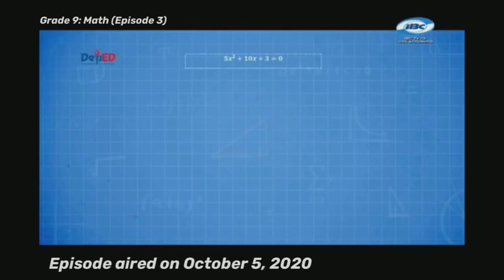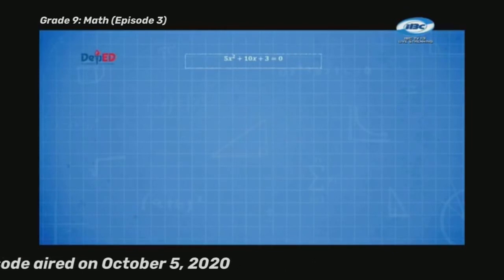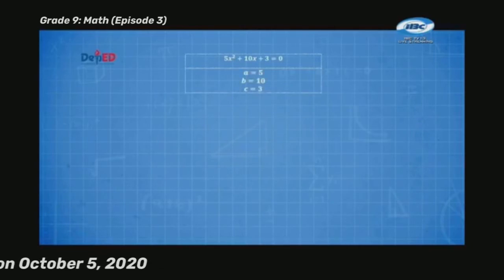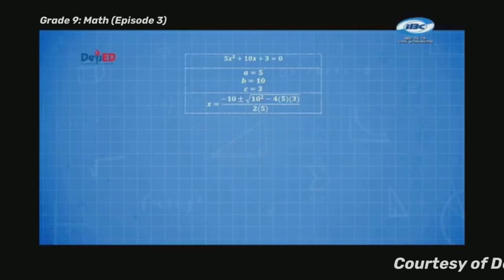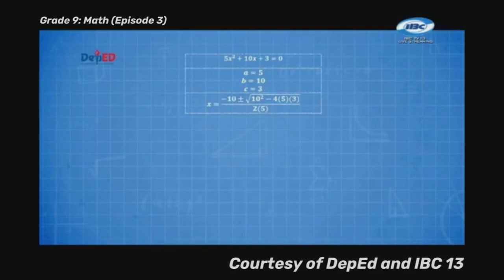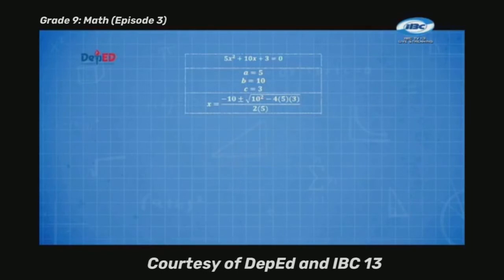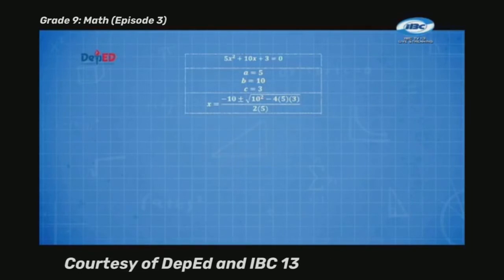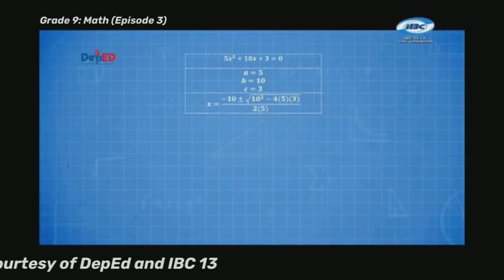Since we are to use the quadratic formula, we first identify the value of the coefficients in the equation. Then, we replace a, b, and c in the formula with their corresponding values. x equals negative 10 plus minus the square root of the quantity 10 squared decreased by the product of 4, 5, and 3 all over 2 times 5. Then, we simplify.